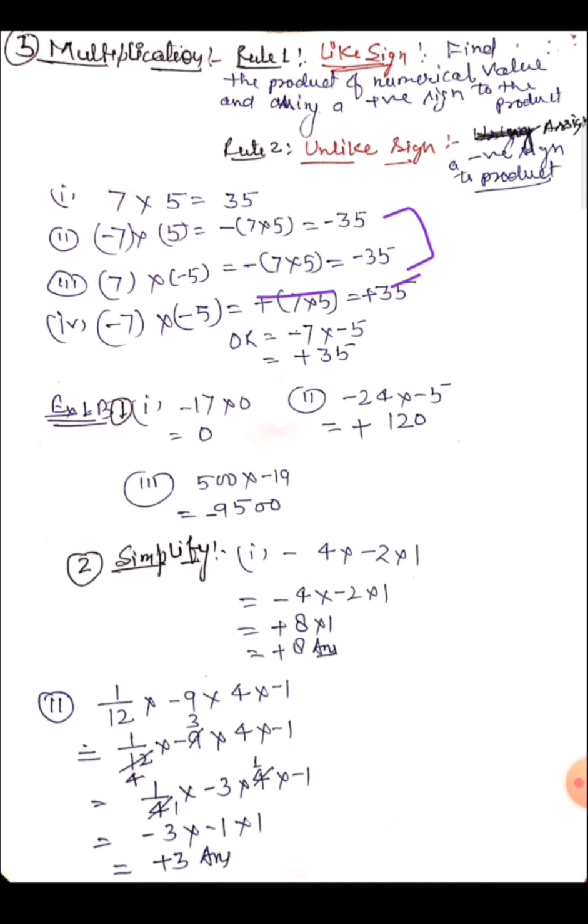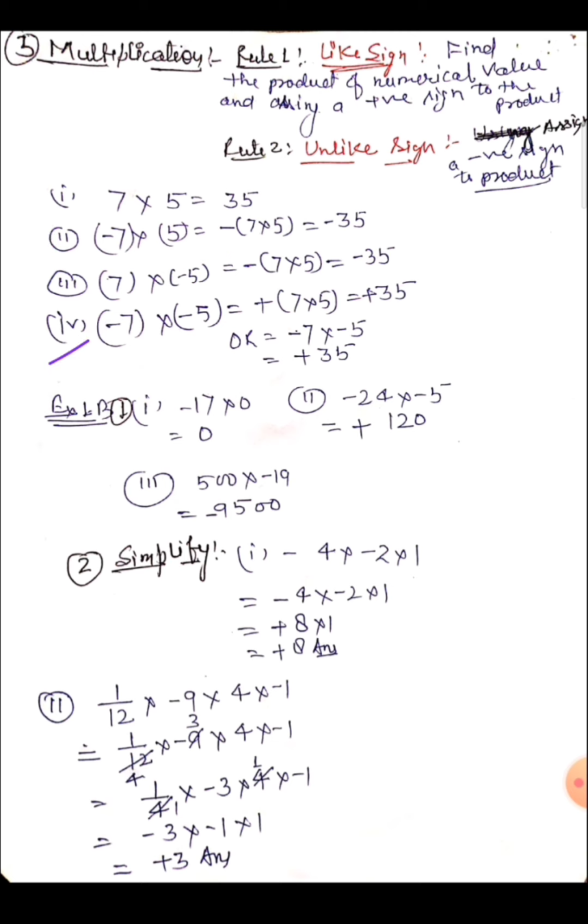Here, which rule applies in this case? Unlike sign, the unlike sign rule applies here. Unlike means if both have different signs, the answer will be in a negative form. Here both are different, here is a minus, here is a 5, so minus 35. 7 is a minus 5, so minus 35.